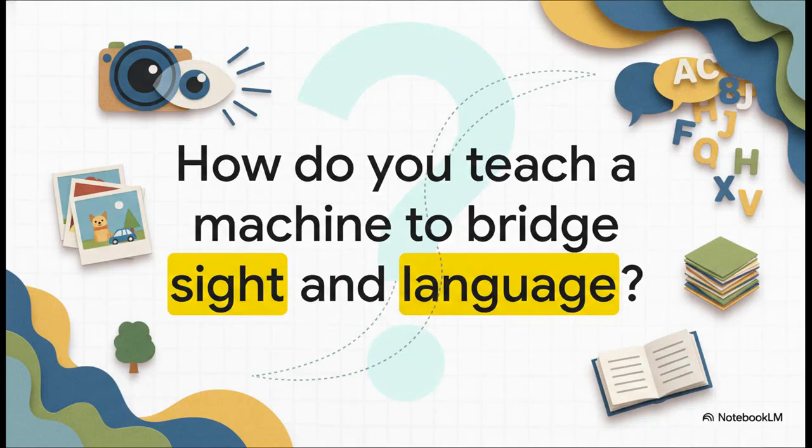So think about the core problem for a second. How do you actually teach a machine to look at a picture and see, well, more than just pixels? How do you get it to understand what's happening, to reason about it, and then explain it all back in normal human language? That is the fundamental challenge that vision language models, or VLMs, are built to crack.